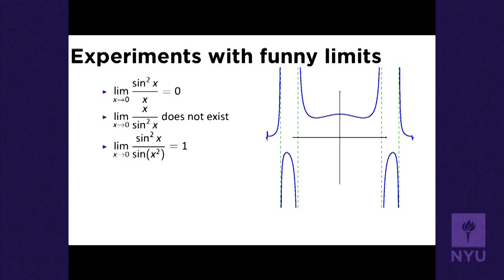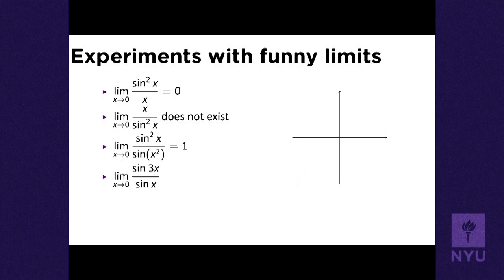So here, the limit of the function is 1. Notice that this function has all kinds of vertical asymptotes. We've got one here at the square root of pi and the square root of 2 pi and so on. But near 0, it's nice and well defined, and the limit is 1. So in this case, 0 over 0 turned out to be 1.